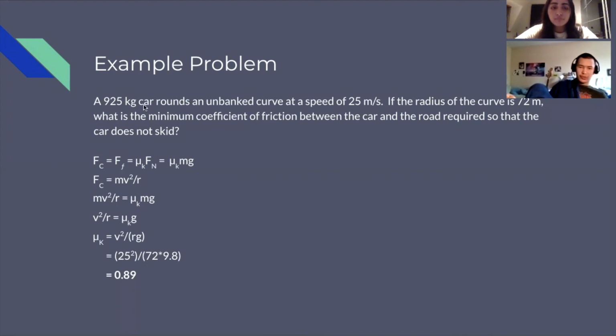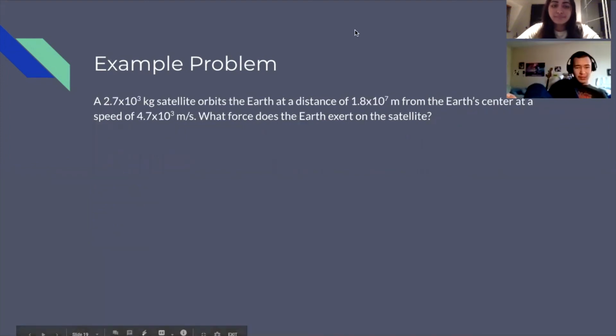for friction force. Our next problem is a 2.7 times 10 to the 3 kilogram satellite orbits Earth at a distance of 1.8 times 10 to the 7 meters from Earth's center, at a speed of 4.7 times 10 to the 3 meters per second. What force does the Earth exert on the satellite? We'll give you another few seconds to pause and figure it out.